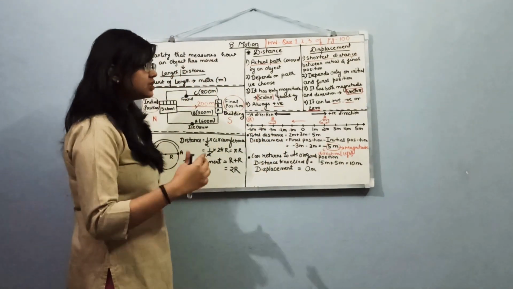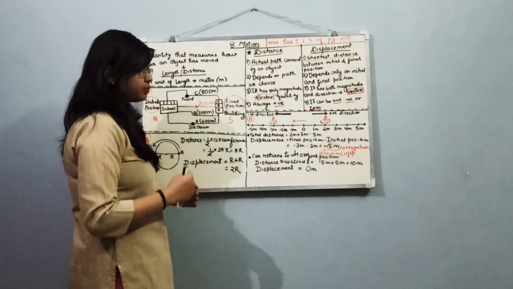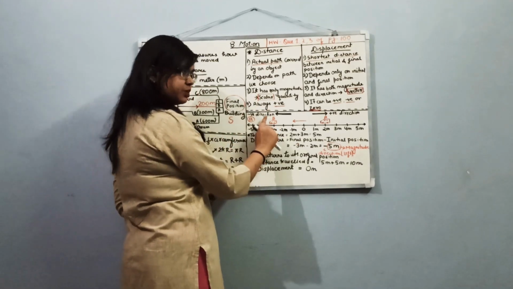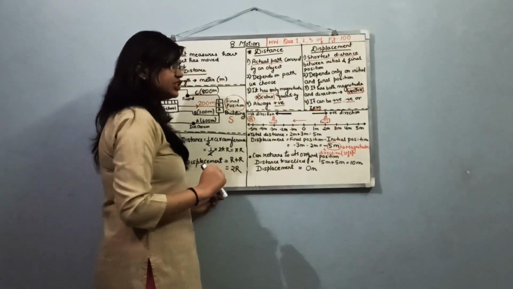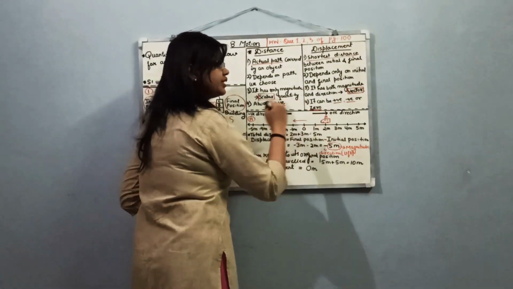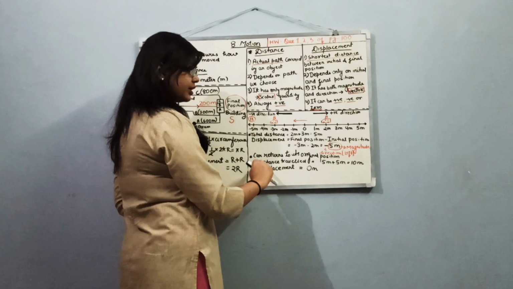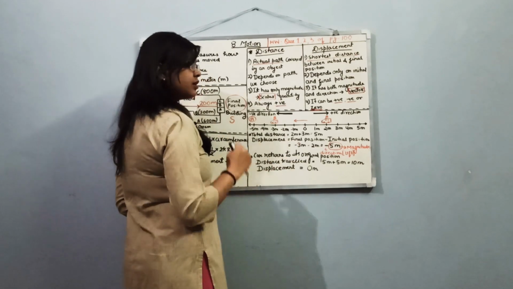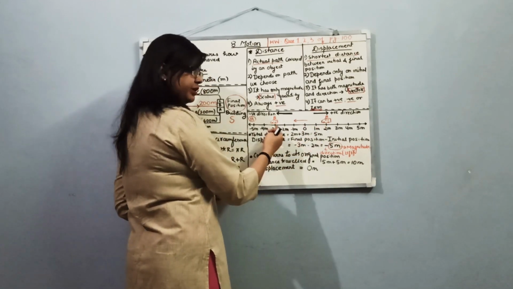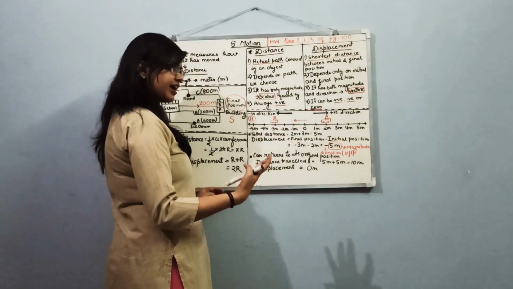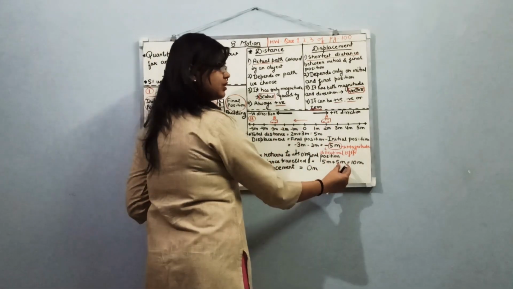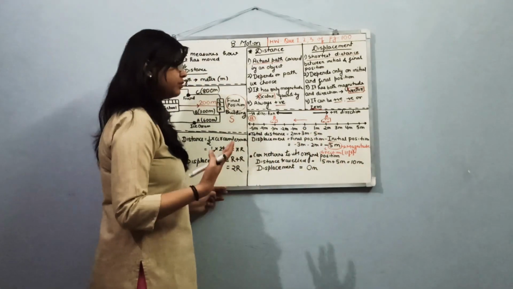We can take another situation in this example. Let's suppose after reaching position B, the car goes back to its initial position, meaning it returns to its initial position. So what is the distance traveled by the car? Initially it traveled 5 meters and again from B to A it traveled 5 meters. So 5 meters plus 5 meters will give you 10 meters.